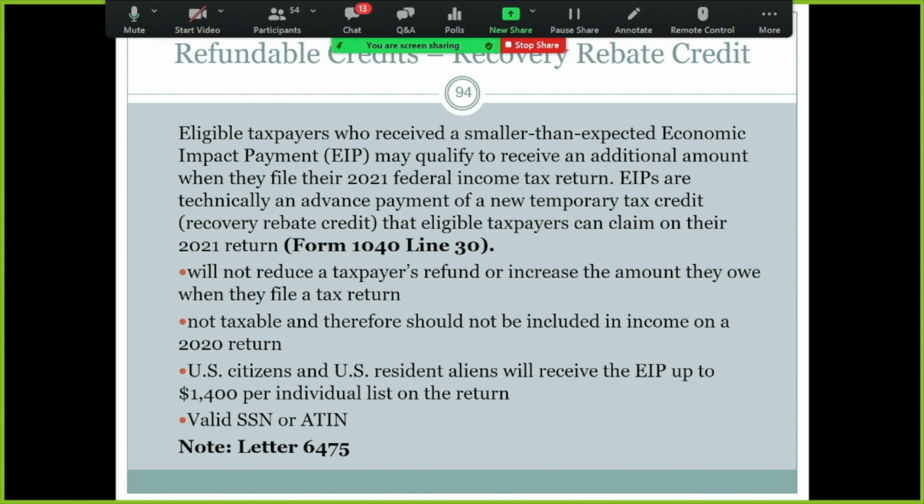Now, I will say with this recovery rebate credit, because it is a refundable credit, if there were other taxes amounts, it's going to reduce the amount due on a tax return. I would give an example of a self-employed individual. They did not make any estimated tax payments, and they have tax due of $2,000. For some reason, they did not receive that third stimulus of the $1,400. This recovery rebate credit will reduce that other tax amount, that $2,000. So then they will now have an amount due of $600.